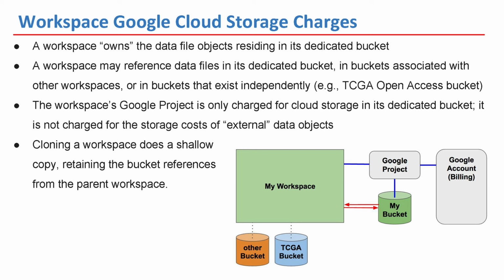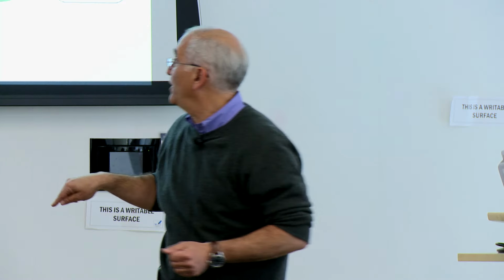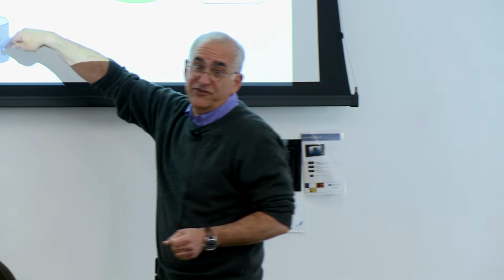You're not going to copy all the data. You're going to copy the data model that has a list of all the entities. And as we said before, the attributes associated with those entities can contain references to files. Those files are going to point to the TCGA bucket. So when you clone a workspace, you aren't going to have to pay for that data. We're doing something called a shallow copy.